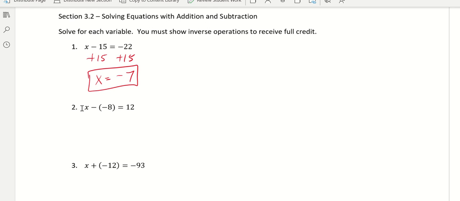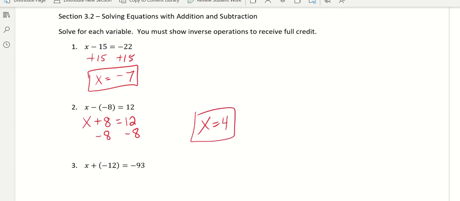We did that. Okay, on number 2 here, x minus negative 8. When we're subtracting a negative, we do have to add. So we should rewrite that as x plus 8. Now what is the inverse of adding 8? Subtracting 8. So we subtract 8 from both sides. X equals 12 minus 8, which gives us 4.